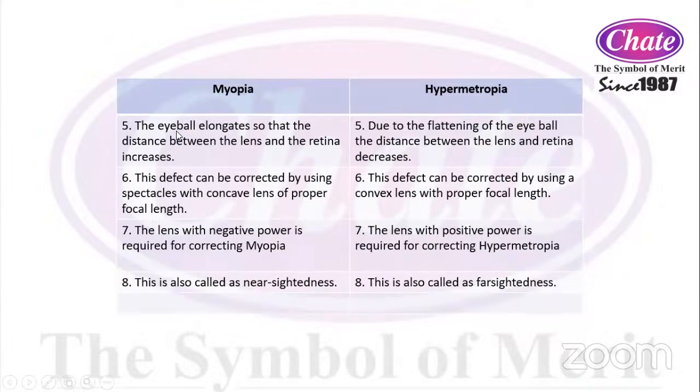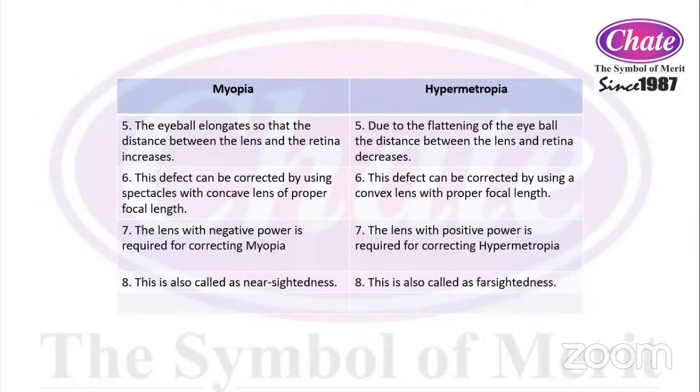Next one, in myopia the eyeball elongates so that the distance between the lens and the retina increases. And second, in hypermetropia, due to the flattening of the eyeball, the distance between the lens and the retina decreases. In myopia, this defect can be corrected. That means the corrective measure: this defect can be corrected by using spectacles with a concave lens of proper focal length. And in hypermetropia, this defect can be corrected by using a convex lens with proper focal length.